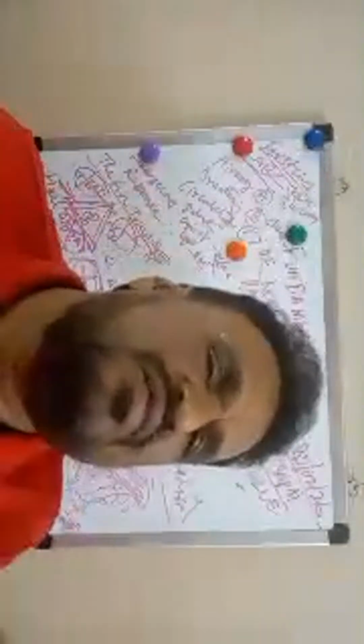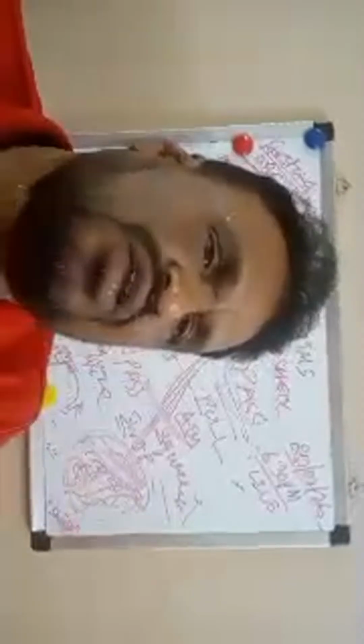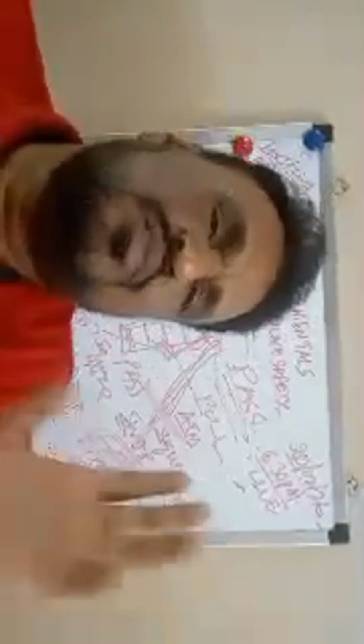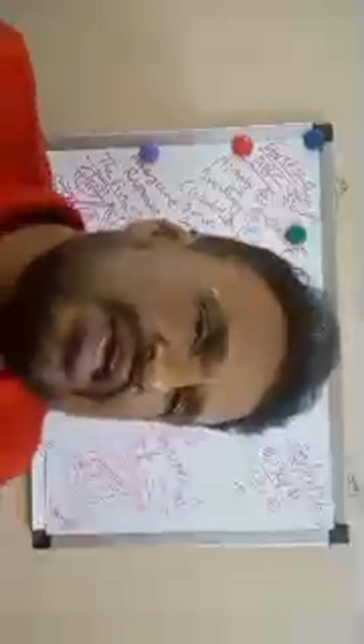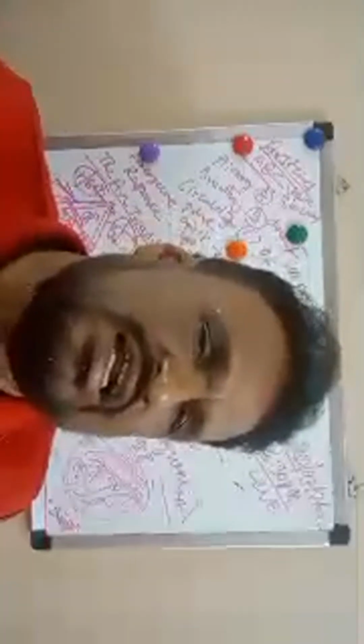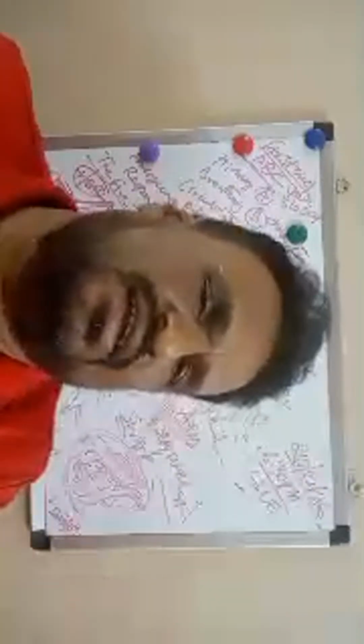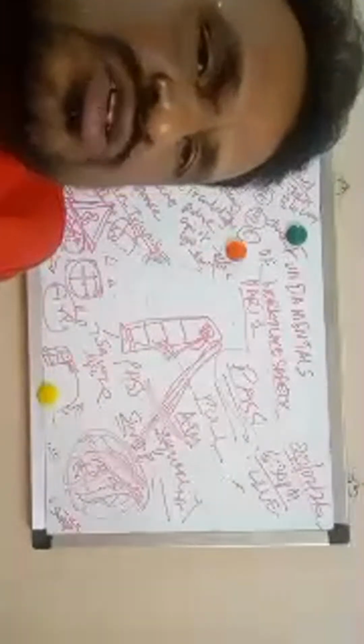Yesterday, in part 1, we saw the 5 main workplace hazards. What are they? Number 1, physical, then chemical, biological, psychological, electrical and mechanical. These are the workplace hazards.